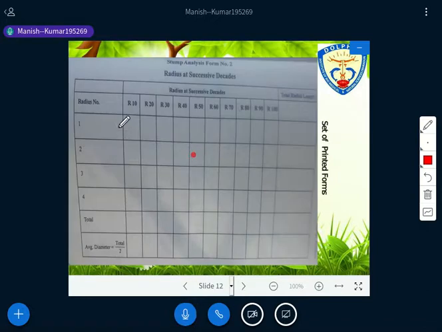Then you have to write this information, successive decades radius information. Have a look at there, radius at successive decades. Length of radius, basically R10. After 10 years, what is the length of radius? 20, 30, 40. Then you have to calculate this average diameter here. Just look at here. Is it clear?